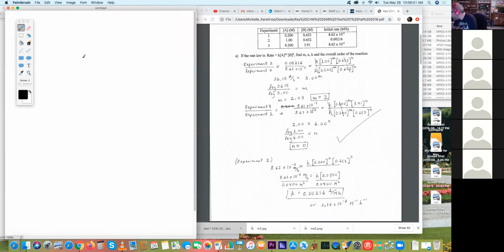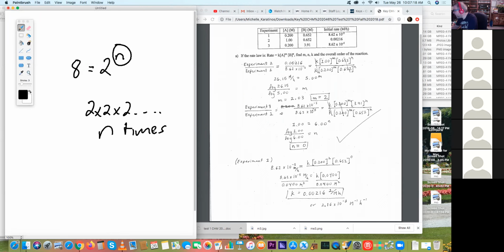Now, if you had a situation where it was 8 equals 2 to the n, and you wanted to solve for n, I'm hoping that nobody would say that n was 4. What you could do is you could do 2 to the 1, nope. 2 to the 2, nope. 2 to the 3, yes. Remember that 2 to the n is 2 times 2 times 2, n times. And if you do that, then you can pretty easily figure out what the power is. So that's just a little bit more information for that.